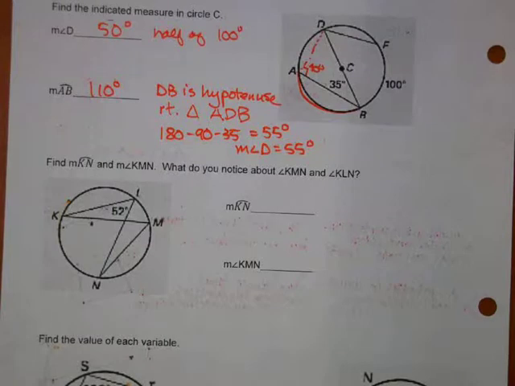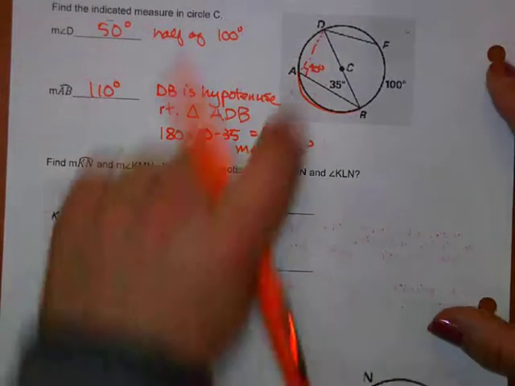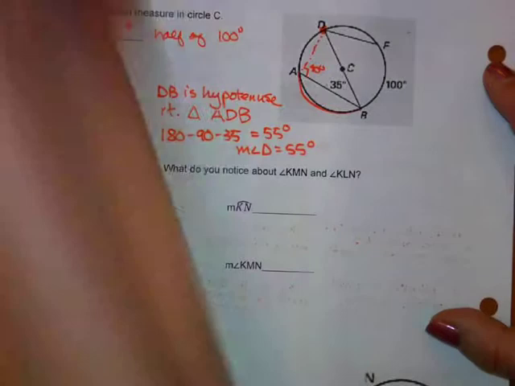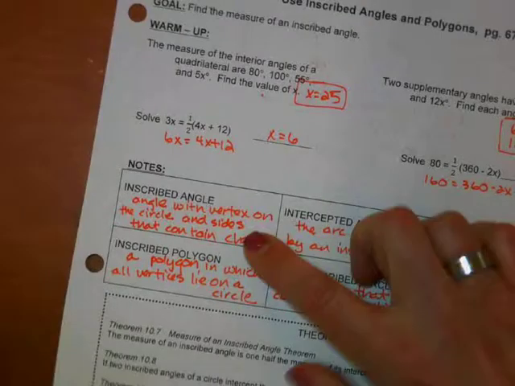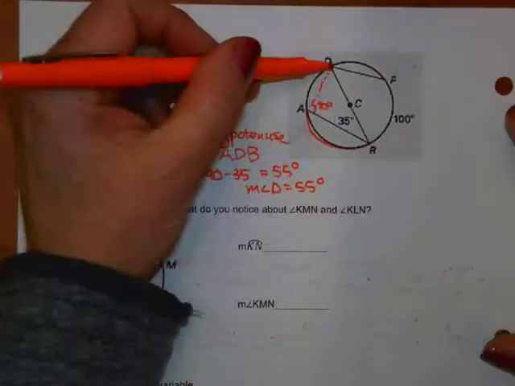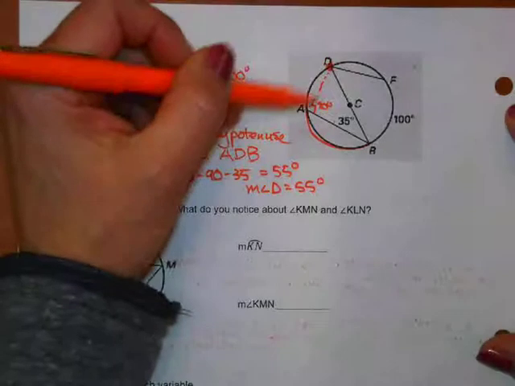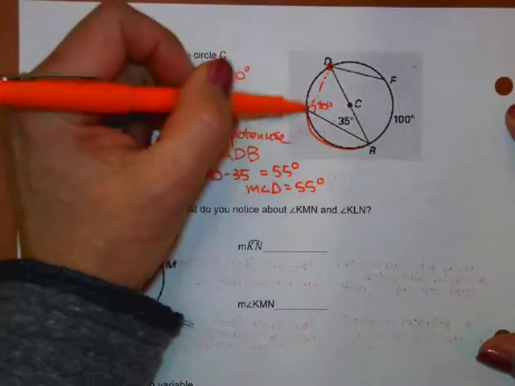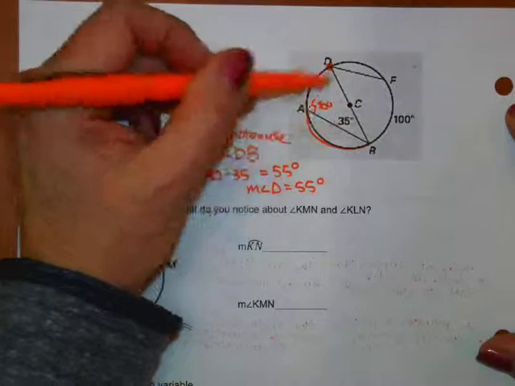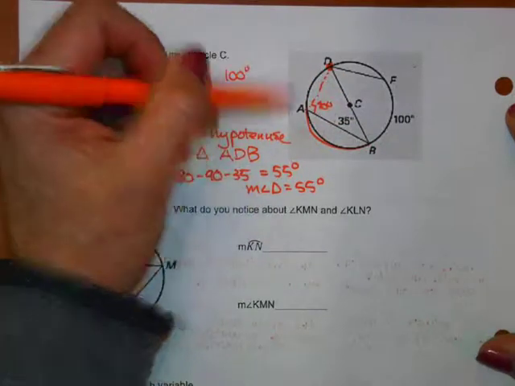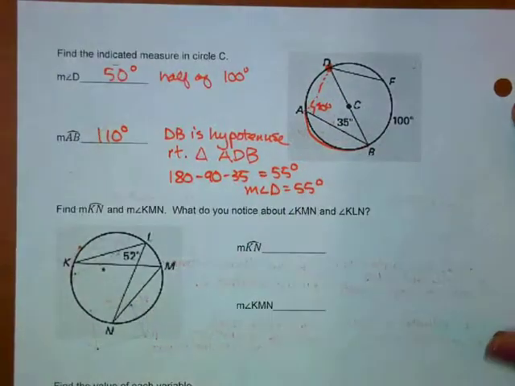So how would you know that the arc is double the angle? Because this one right here is an inscribed angle. If you look at it like this, it's not coming off the center, is it? So it's an inscribed angle, and anytime you have an inscribed angle, the arc is twice the angle measure.